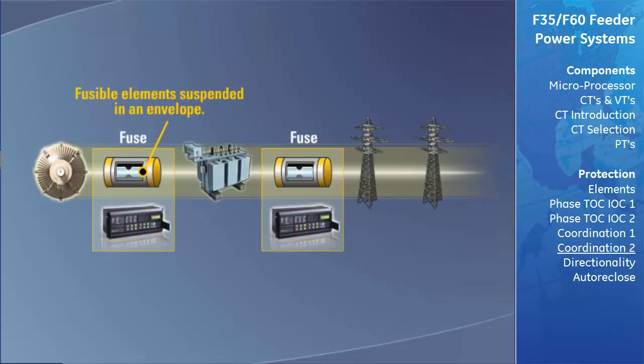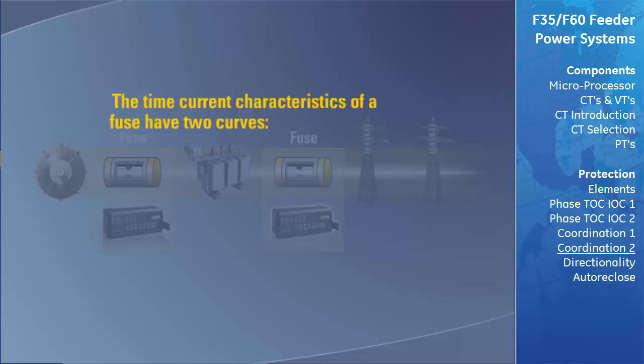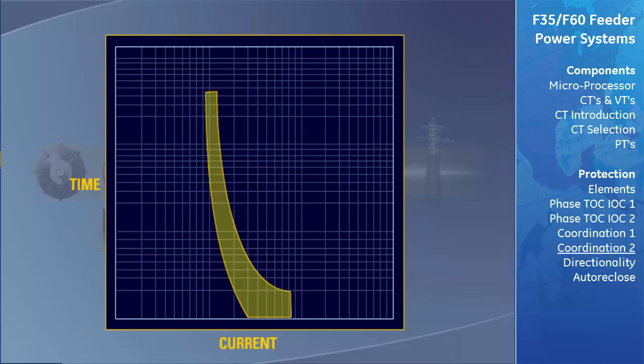They consist of one or more silver wire or ribbon elements, called fusible elements, suspended in an envelope. When high currents flow, the fusible element melts almost instantaneously, disconnecting the protected element. The time current characteristics of a fuse have two curves, the pre-arcing curve and the total clearing time. The pre-arcing curve is the time between the initiation of a current large enough to cause the fusible element to melt and the instant when arcing occurs, while the total clearing time is the total time elapsing from the beginning of an overcurrent to the final circuit interruption.